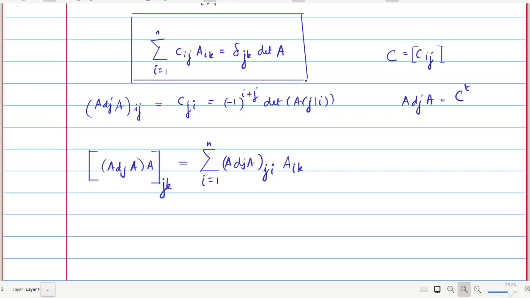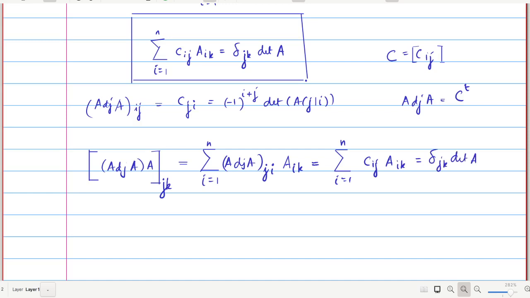So when you multiply that, you get the jkth entry of this product, and we'll prove that this jkth entry is, by definition, the adjoint of A: the jith entry of the adjoint of A is C_ij. We know that this is the definition of the adjoint of A. The ij entry is C_ji, so the ji entry is C_ij. And with A_ik, we have already seen that this sum is always delta_jk determinant of A.